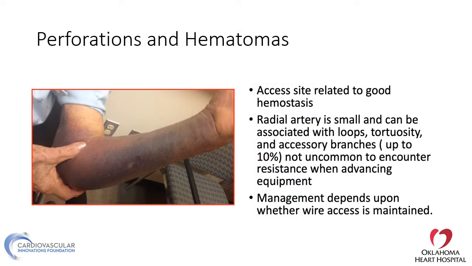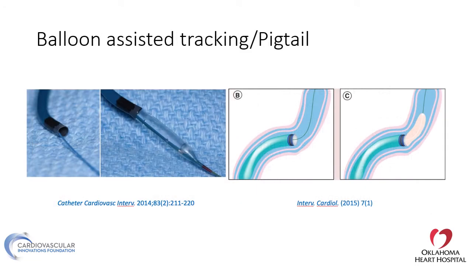Perforations and hematomas are also common. This can happen at the access site or can happen at smaller arteries with the microwire, especially if the microwire is hydrophilic and goes into small branches. In addition, this can happen when advancing larger catheters such as guides, and some techniques like balloon assisted tracking and pigtail tracking may help decrease this complication.